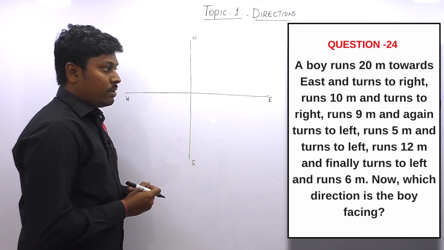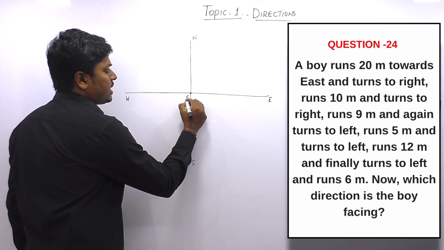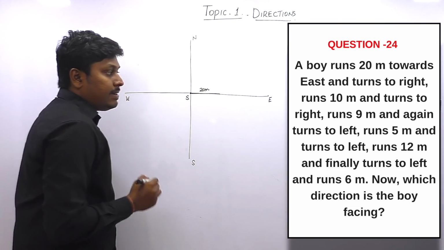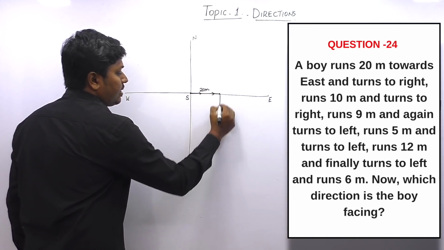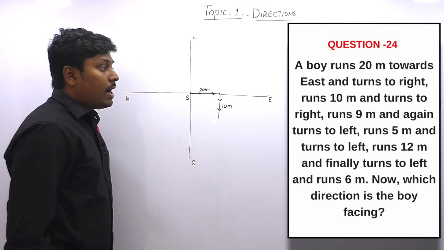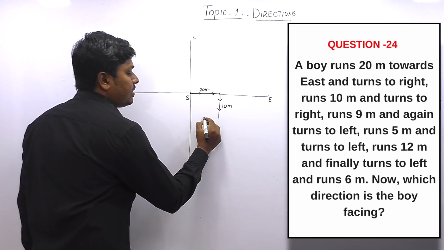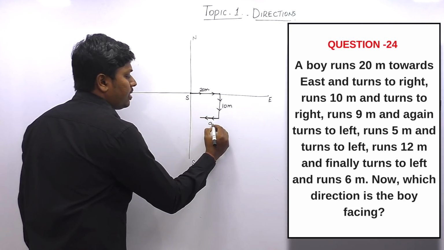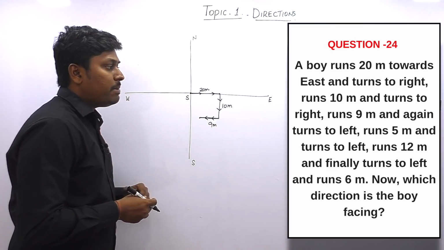Number 24. A boy runs 20 meters towards east. So let me fix this with the starting point, 20 meters towards east, and turns right and runs 10 meters. So from this point the person is turning right and he is walking 10 meters. So this will be 10 meters. And turns to right, runs 9 meters. So from this point again he is taking a right turn but running only 9 meters. Because this will be 20 meters, 9 meters will be somewhere else at this point. So taking right and he is walking 9 meters.